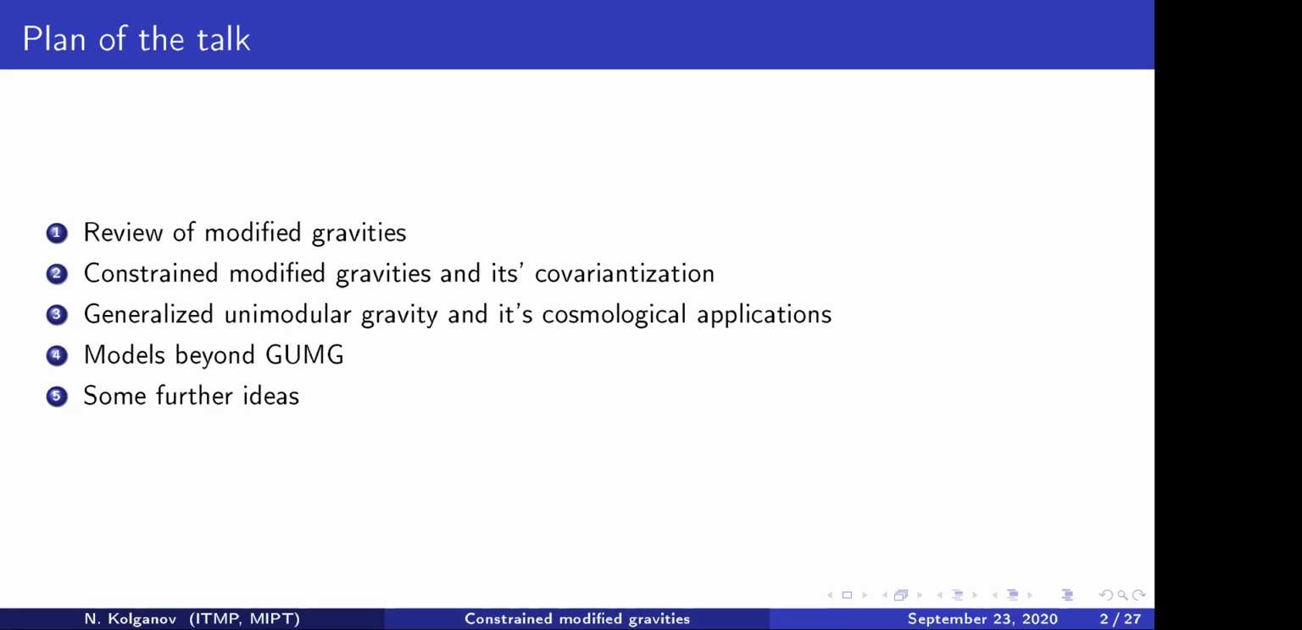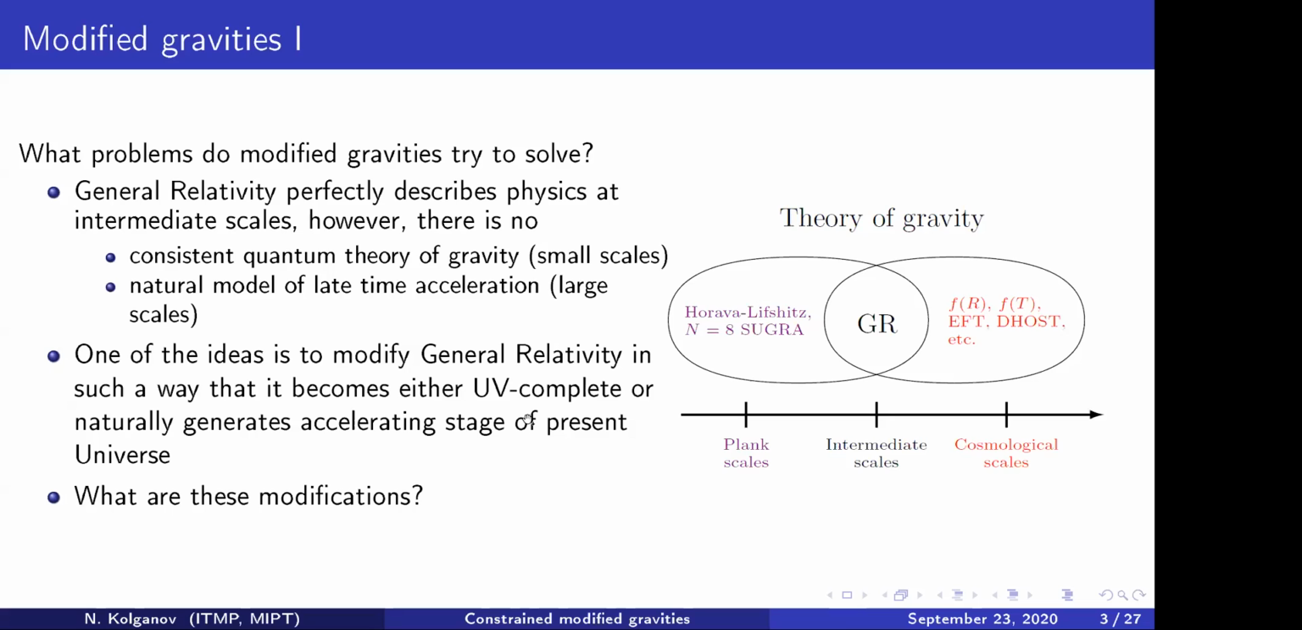Next, I would like to show that generalized unimodular gravity, which was proposed some years ago, is a particular class of constraint modified gravity theories, and it has interesting cosmological applications. Then I will show that constraint modified gravities include not only generalized unimodular gravity, but some other interesting theories. And finally, I would like to provide some further ideas about this topic. So let's begin.